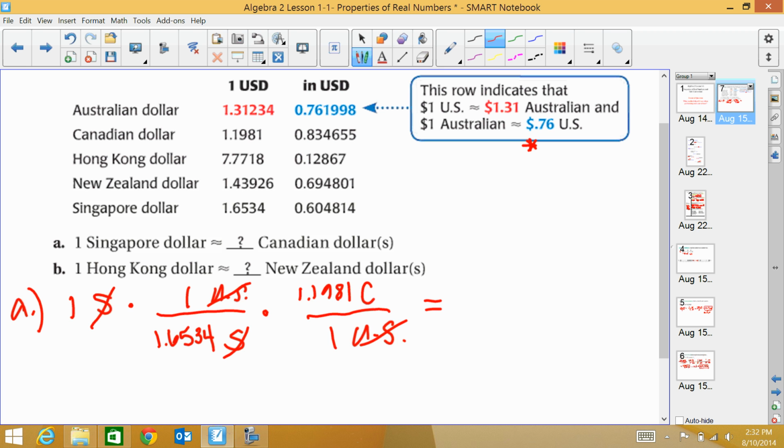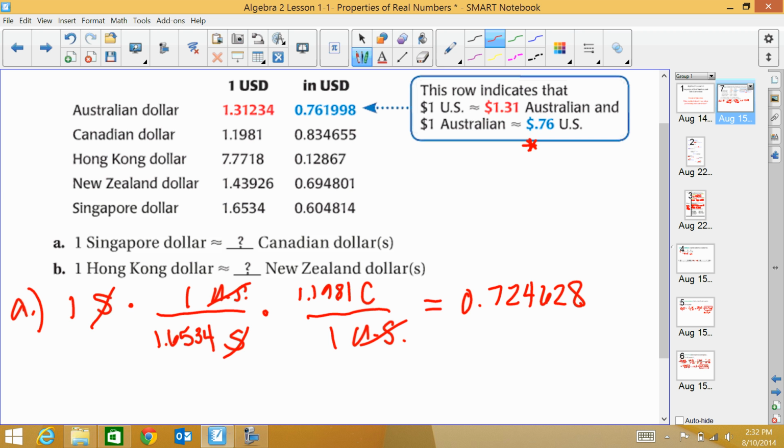Now we need to multiply straight across. So basically we have 1.1981 on top, and we have 1.6534 on bottom. So if we divide those, we get 1.1981 divided by 1.6534. So we get about 0.724628 is what my calculator shows.